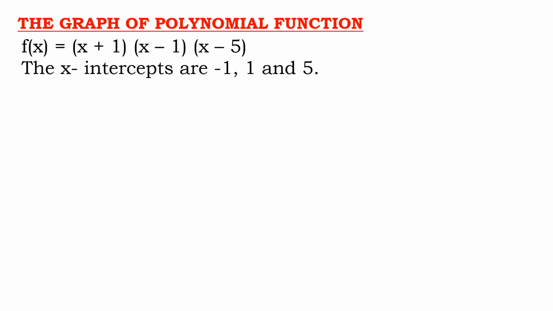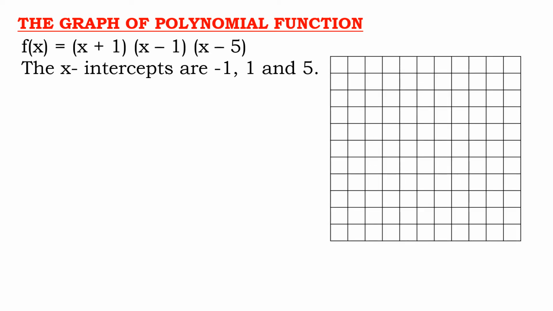The graph of polynomial function. So, mag-testing muna tayong mag-graph ngayon para maintindihan nyo ibig sabihin ng x-intercept at y-intercept. Gagamitin natin yung previous example natin. So, nakuha natin kanina na ang x-intercepts natin ay negative 1, 1, and 5. Ayan. For example, this is your graphing paper. Siyempre, yan yung y-axis at ito yung x-axis.